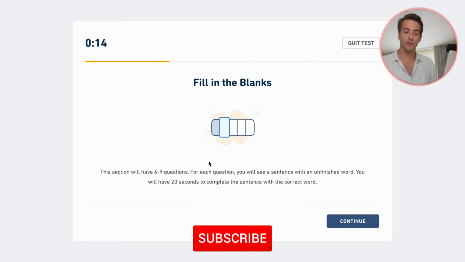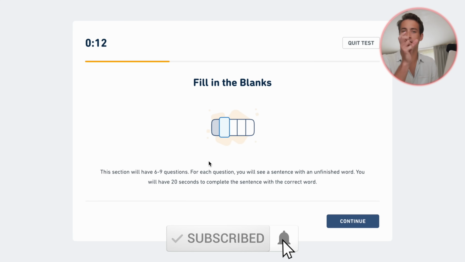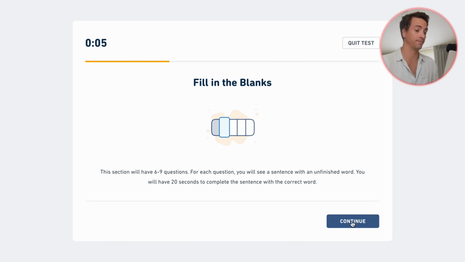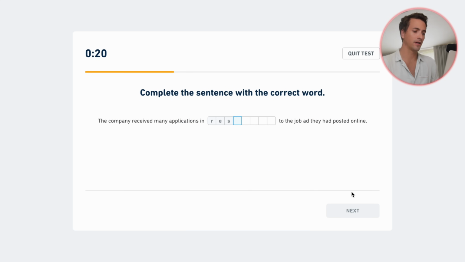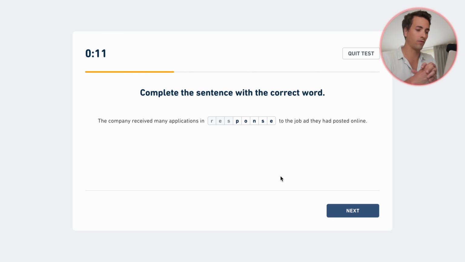And then you'll move on to fill in the blanks. So you'll have one word that is missing letters, and you have to type in those missing letters. Here we go. The company received many applications in blank to the job ad they had posted online in response. So typically for fill in the blanks, which we have a whole masterclass about, it will be part of a phrase very often. So here, many applications in response, that's a phrase or a collocation.